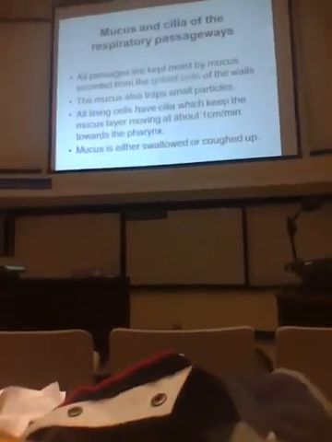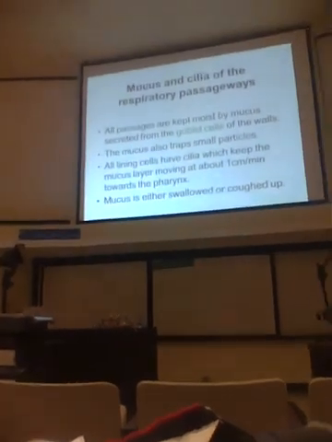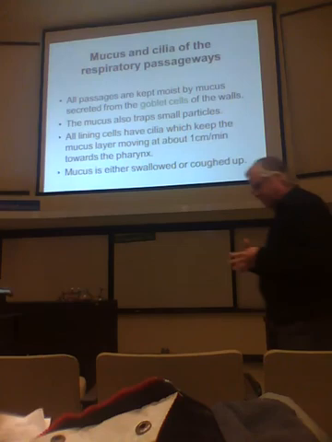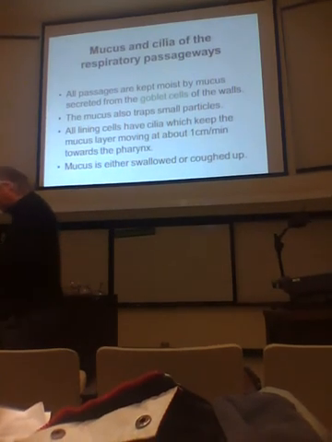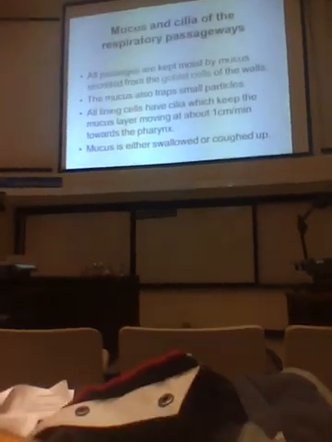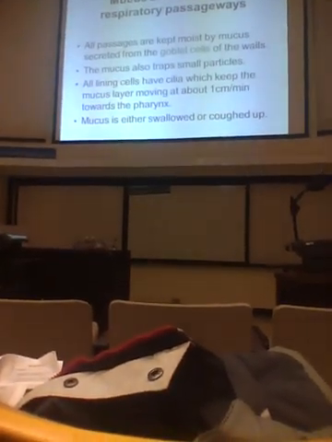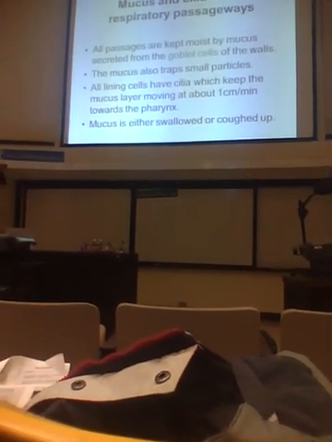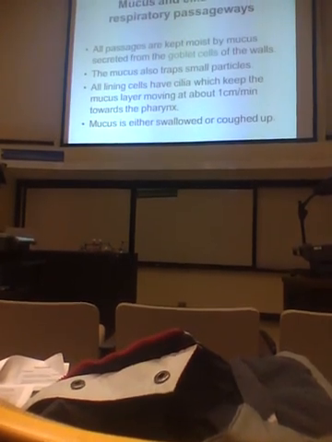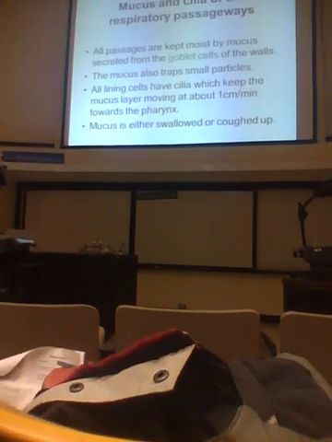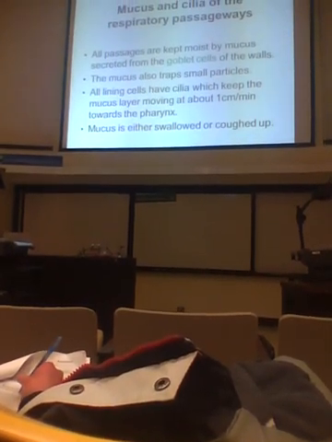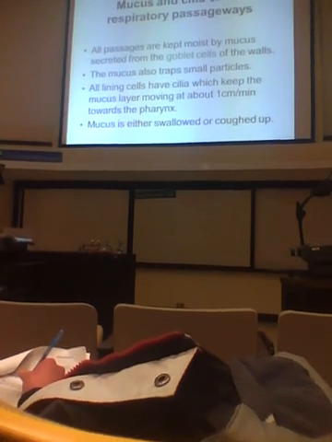Mucus and cilia. There you go, I got mucus. All passages are kept moist by mucus secreted by another set of cells in the airways called goblet cells, and their responsibility is to secrete mucus. You need it moist because the gas exchange occurs with the gases in solution. So the oxygen dissolves in the moist environment and diffuses across that way.